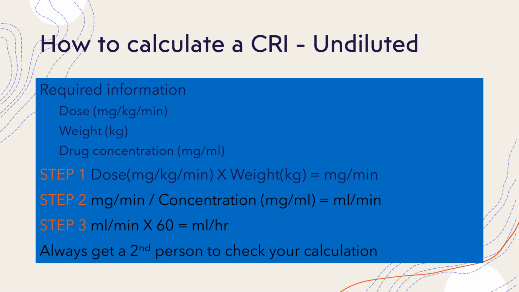Step 2 is your mg per minute divided by your concentration, which is your mg per mil, which will give you your mil per minute. And step 3 is your mil per minute times 60, because we're then converting it to an hour, which will give you your mils per hour. Obviously you won't need to do step 3 if your dose is mg per kg per hour. And as with any calculation, you always want to get a second person to check this.